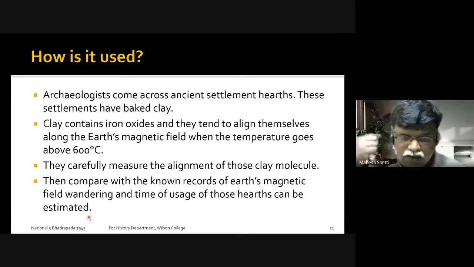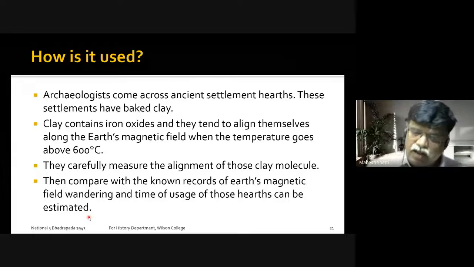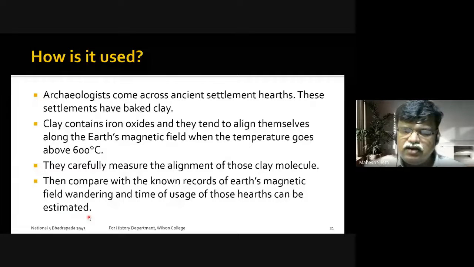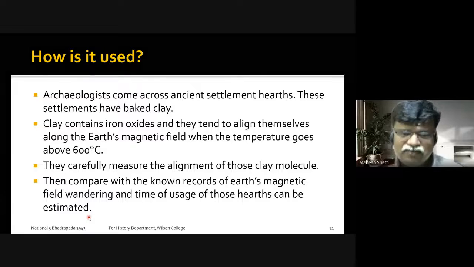So understanding cultural practices, which you're going to learn in history, and scientific methods together can be used to determine the dates of such old hearths or old settlements.